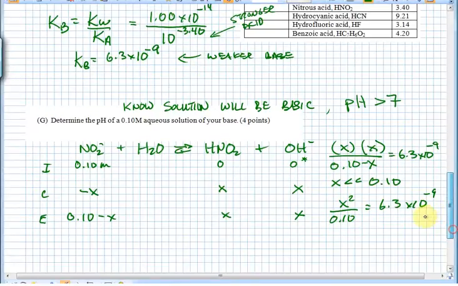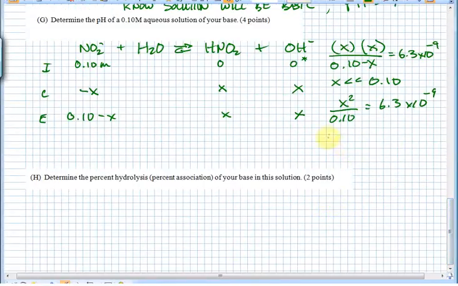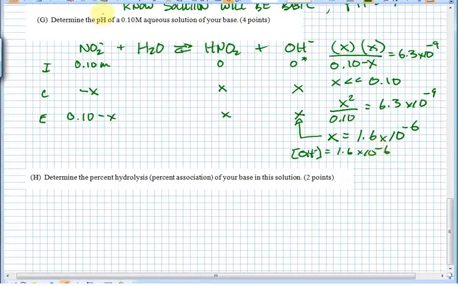And when you solve that, x is equal to 1.6 times 10 to the minus 6. Our assumption is good. Now, a couple of cautions. X is small, okay? But x, remember, is equal to the hydroxide ion concentration. So the hydroxide ion concentration is equal to 1.6 times 10 to the minus 6. We want to know what the hydrogen ion concentration is because we need to get the pH. So a little extra work here.